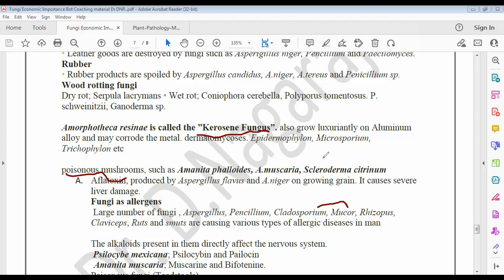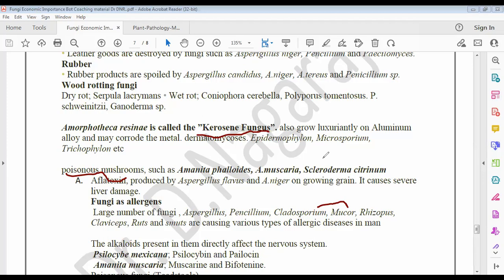Okay, which grown on kerosene, which also provide the iron material, whatever the metals, spoil the metals. Metals will be totally spoiled if attacked by these fungi.